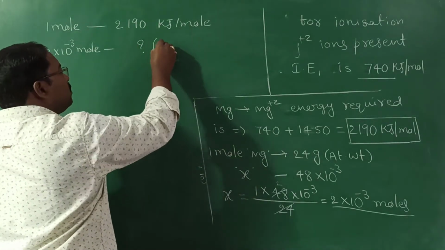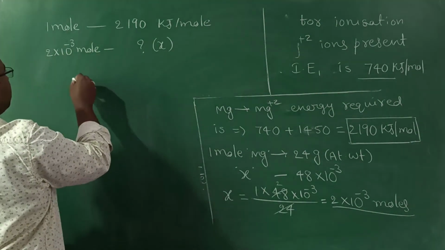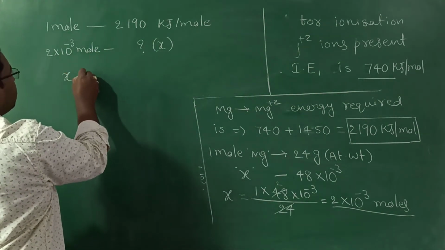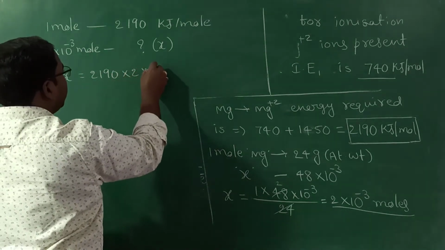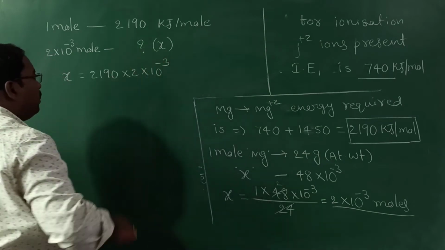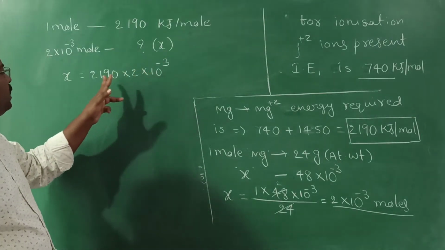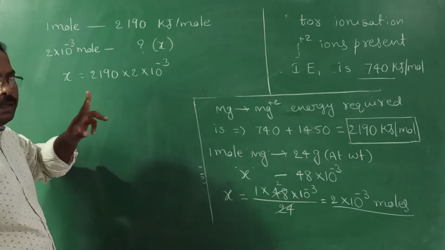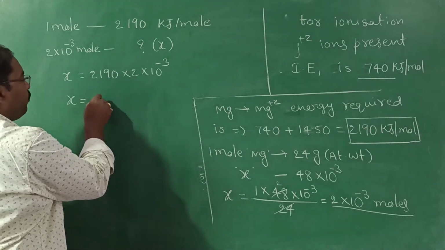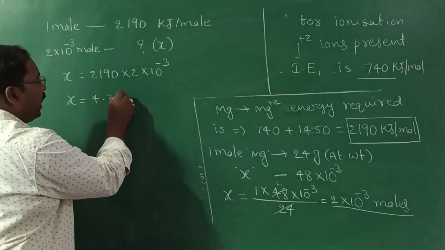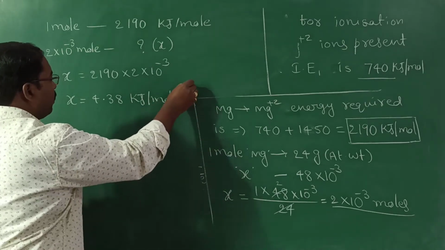I considered it as x. So again do cross multiplication. So x will be 2190 into 2 into 10 to the power minus 3. If you apply 10 to the power minus 3, it will be 2.19. After multiplying with 2, it will be 4.38 kilojoules per mole.